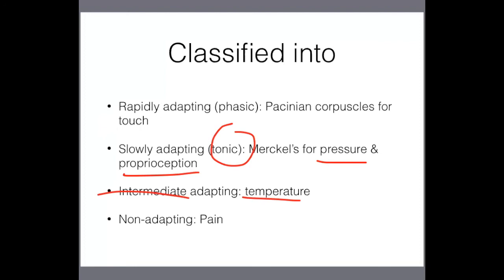The last thing we have is non-adaptive, which never adapts, like pain. So even if you've experienced pain 300 times, you'll still feel the pain again and again and again. You never stop feeling pain, right? If the cause of the pain is still there, you'll still feel the pain.